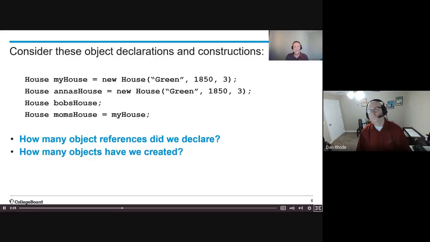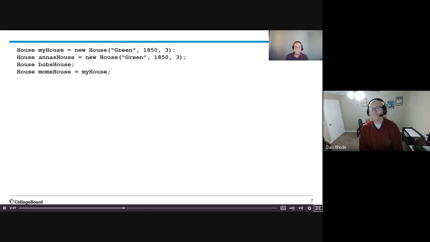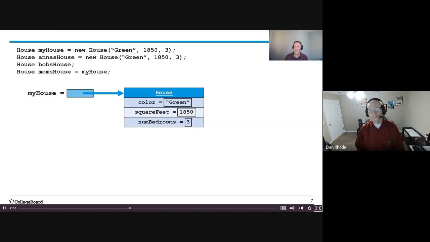Let's look at a picture of this to represent it a little bit better. So here are the same declarations and constructions that we just discussed. myHouse is an object reference that contains the address of this House object that we just created and all the attributes, the color, the square feet, and the number of bedrooms.